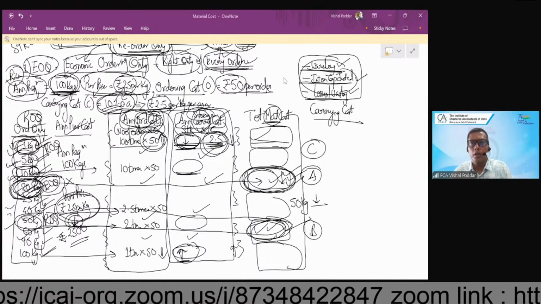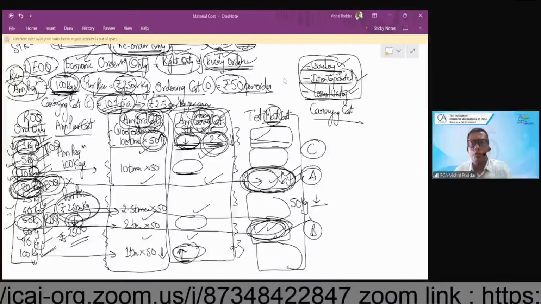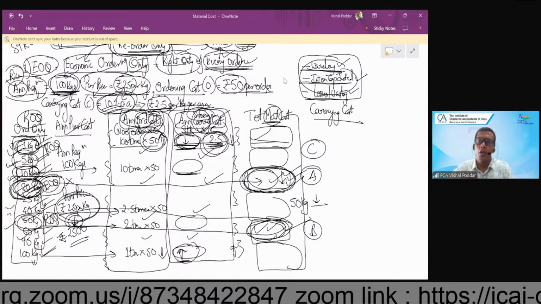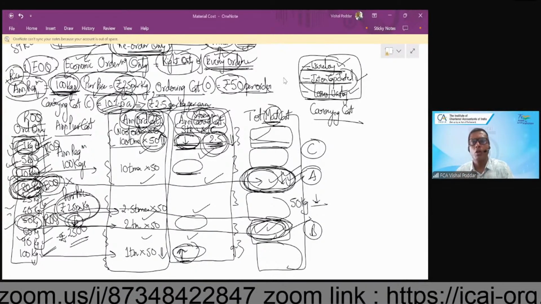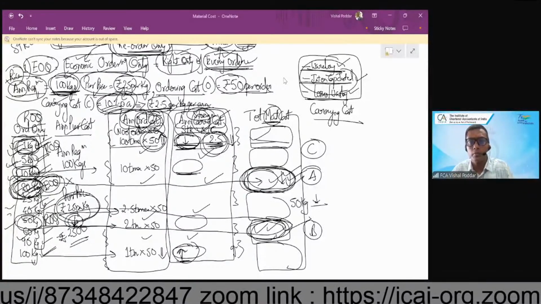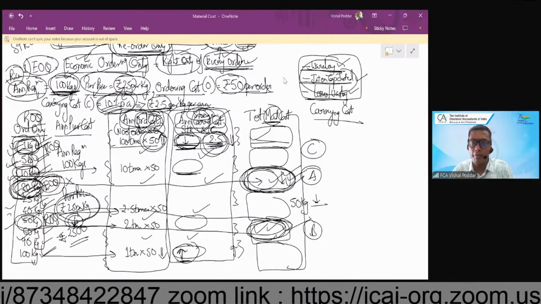Somebody has asked, sir, economic order quantity means how much cost? No, it is not how much cost. Economic order quantity is how much quantity you will purchase every time so that your total cost, purchasing, ordering, carrying, is the least. So it is a quantity that you order every time.